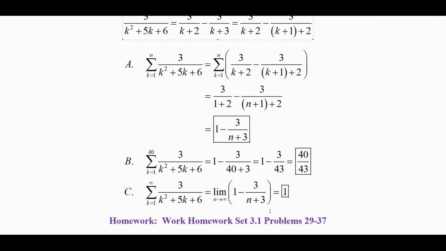All right, so you could do that. Time to do some more homework problems. They may or may not have anything to do with the telescoping series, but they'll have something to do with some series, so work those out for homework.